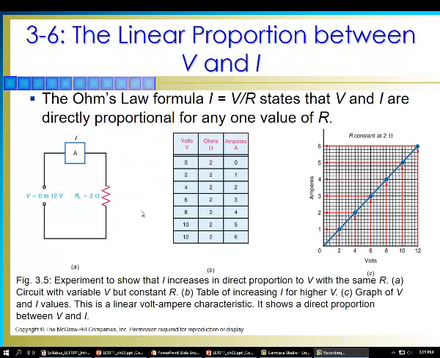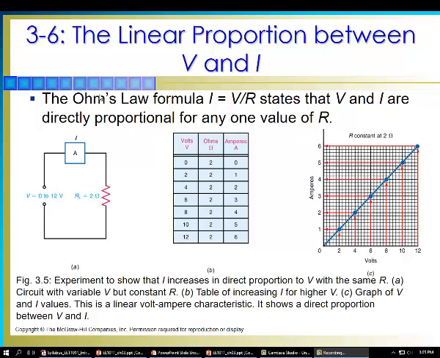The linear proportion between voltage and current. Ohm's law formula is: the current is equal to the voltage divided by the resistor. So there are no exponents here, so we can say that this is a linear equation in which our variables will be the current and the voltage, and 1 over the resistor will basically be the slope of this line.